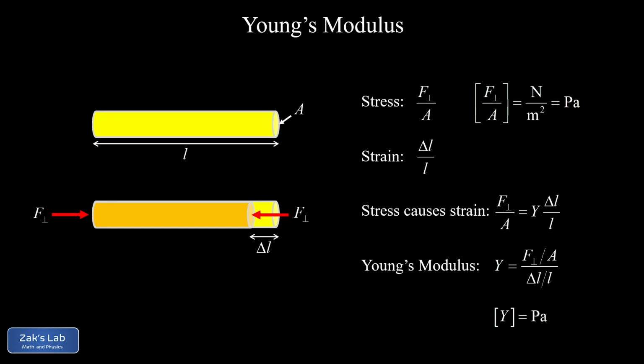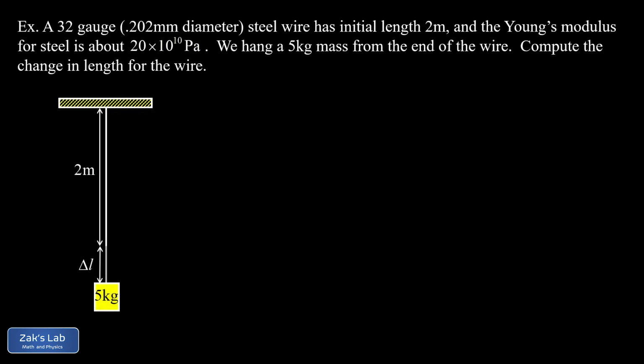So let's work a quick Young's modulus example with a stretched wire. In our example, we're told we have a 32 gauge steel wire, and we're told what that means in terms of diameter. That's 0.202 millimeter diameter. It has an initial length of 2 meters, and we're told the Young's modulus for steel is about 20 times 10 to the 10th pascals.